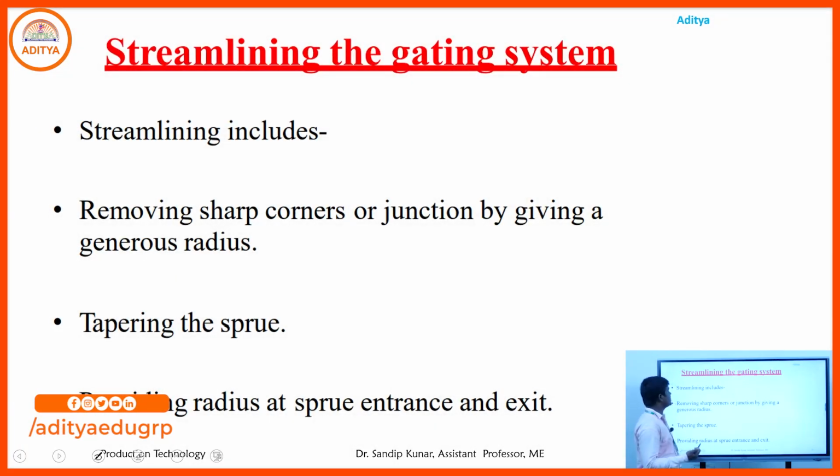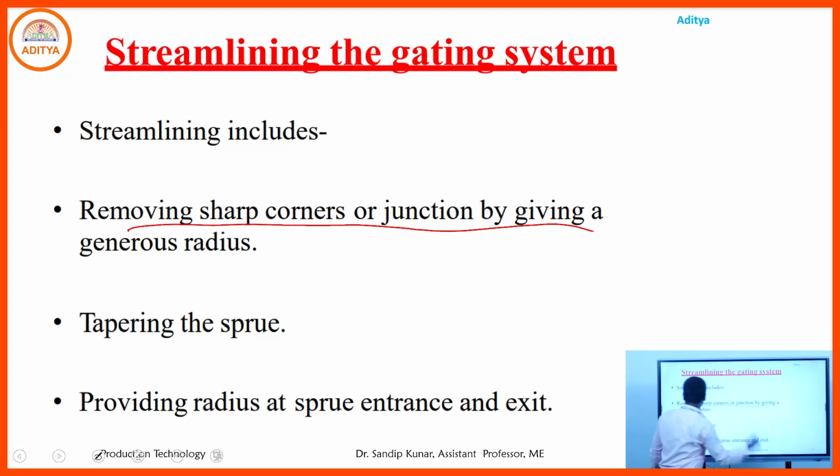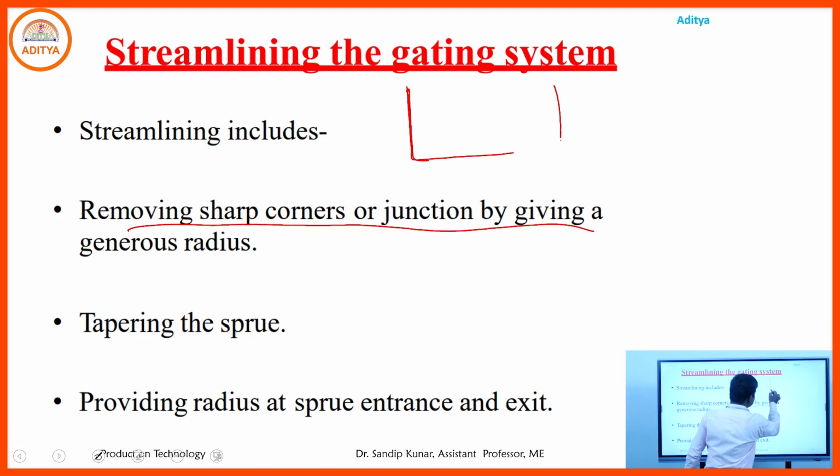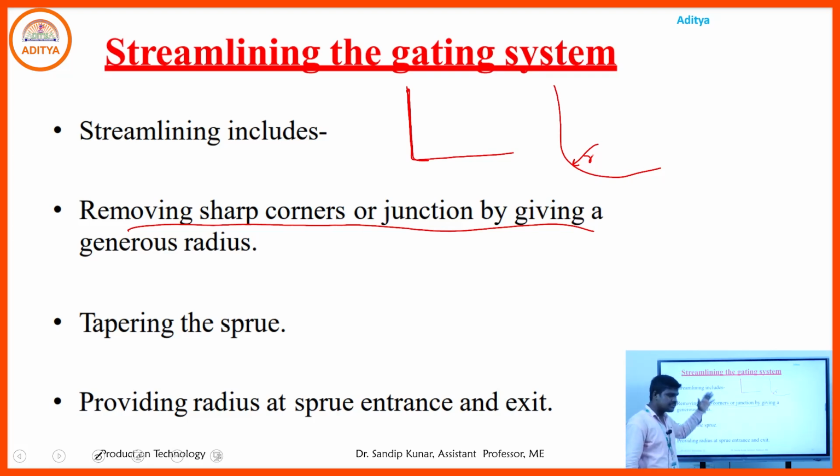What is the streamlining of the gating system? It includes removing the sharp corners or junctions by giving a generous radius. If any gating system you create has a right-angle type shape, streamlining means you avoid the corners and provide some radius. In that case, the flow of the molten metal will be very good.